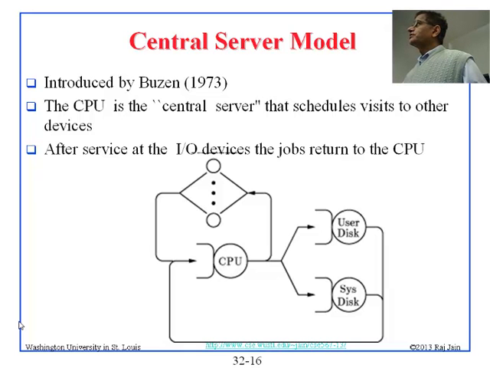If you want to go from the user disk to the system disk, what you do is you go from the CPU to the user disk, come back to the CPU, and then go to the system disk. All right. And similarly, when you want to go back to the terminal, you come back to the CPU. And so this is the central server.